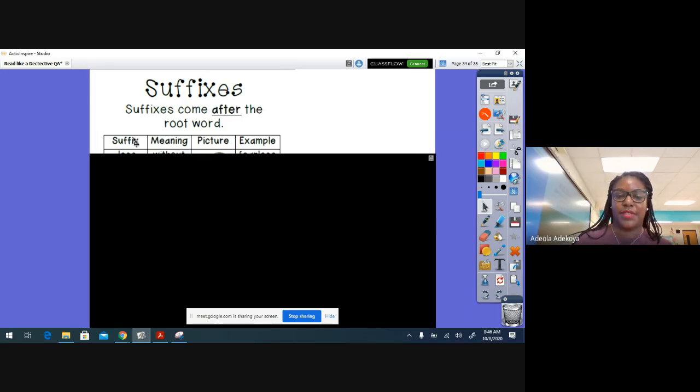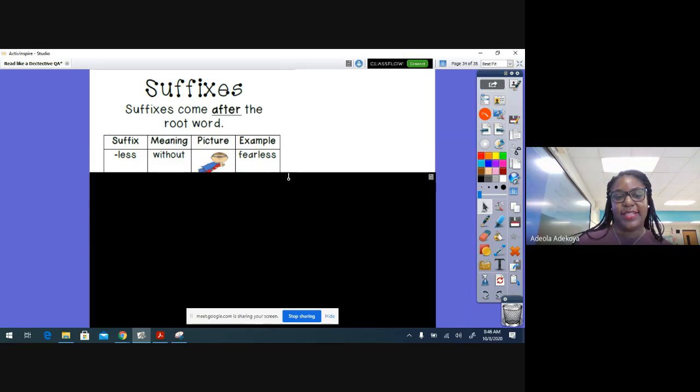Here we're going to have the suffix, the meaning, a picture, and an example. Our first suffix is less. Less means without. So fearless means without fear. If I said, he is powerless, he is without power. That is colorless, that is without color.